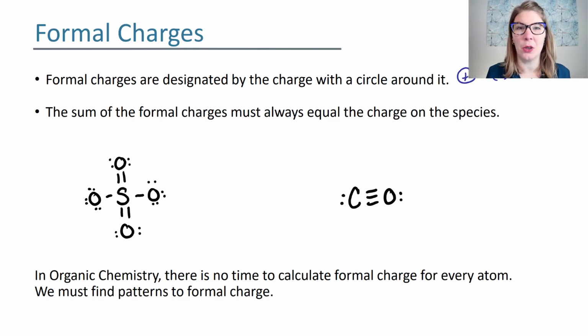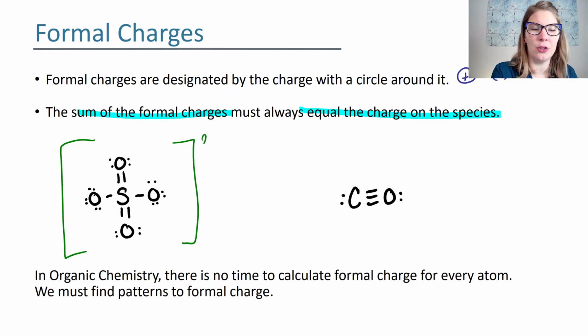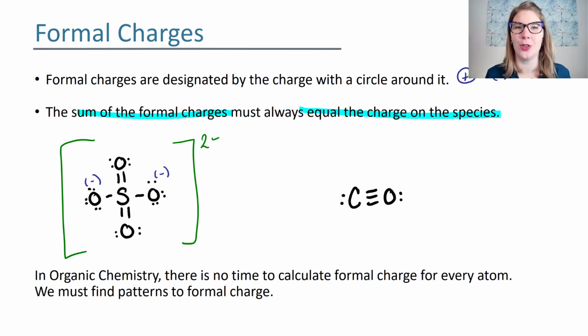When you're looking at molecules or ions, the sum of your formal charges always equals the charge on the overall structure. So for example, on the left, I have the sulfate ion, and you know from general chemistry that the sulfate ion has a 2- charge. And so when we're looking at the sulfate ion, that means that we need to have a total of 2 negatives across the sulfate ion, and we do. The 2 oxygens that I drew negatives next to, each one is negative. All the rest of the atoms are 0.